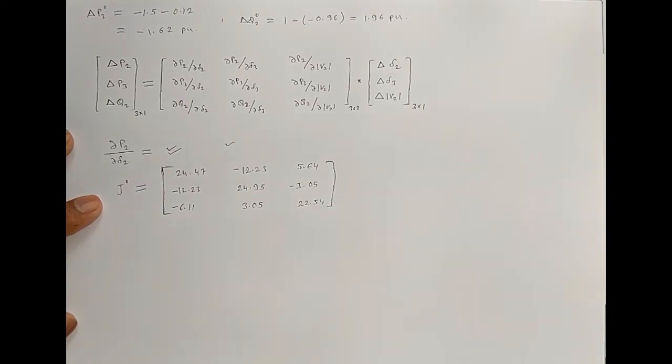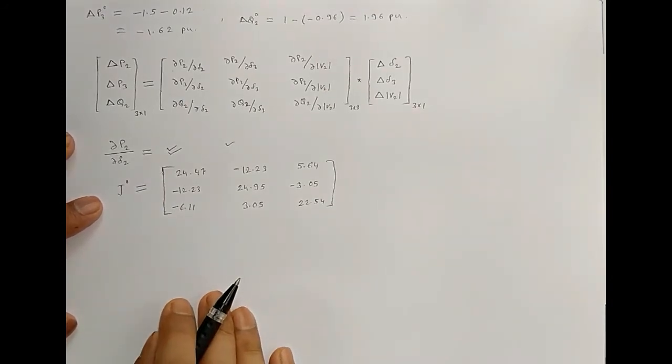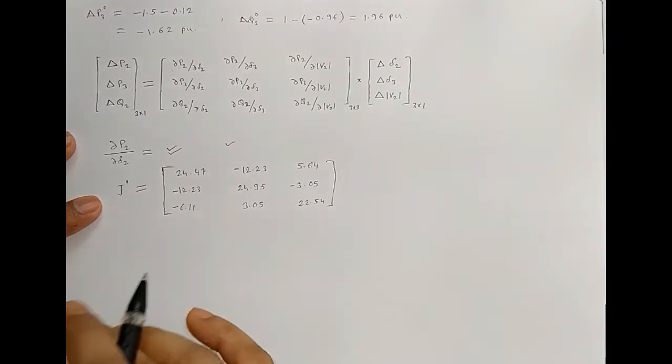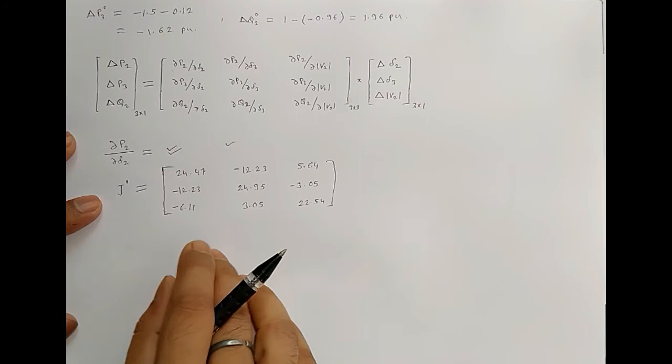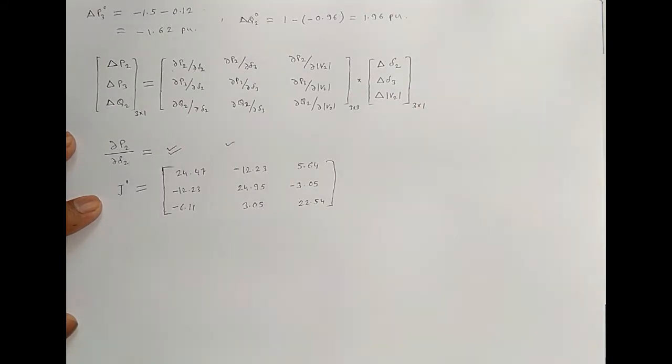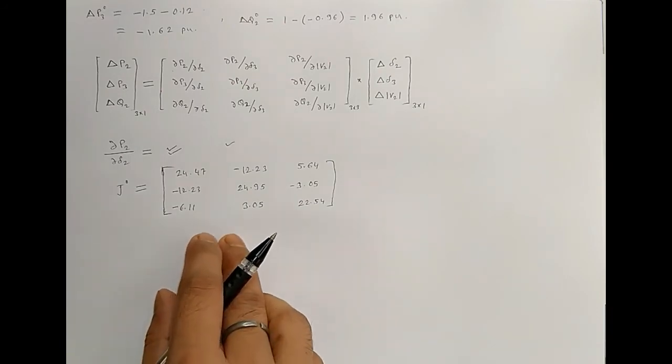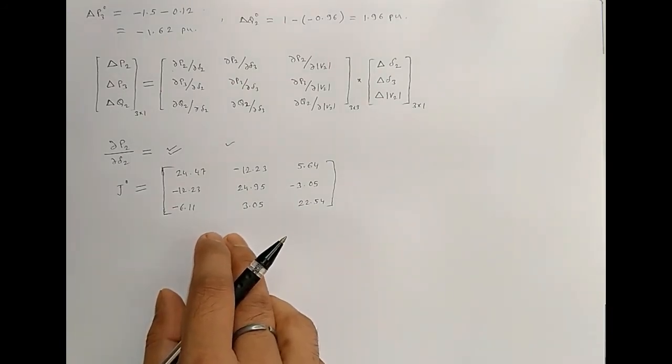So in this way, this is for the zeroth iteration. For the first iteration, this is the zeroth iteration obviously. In the first iteration, again you have to calculate the Jacobian matrix in the similar way, then the second iteration, and so on.